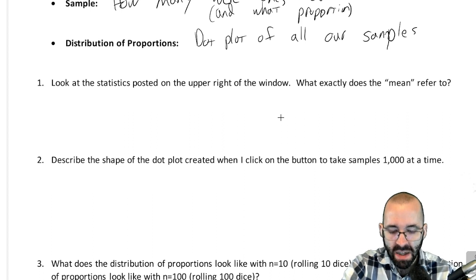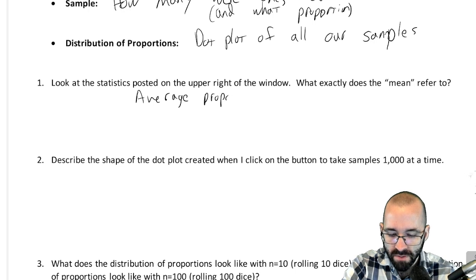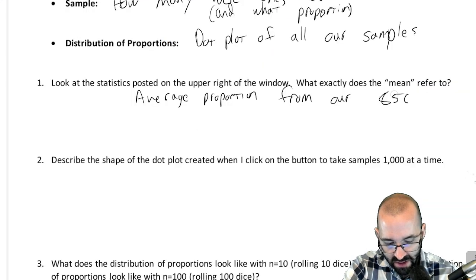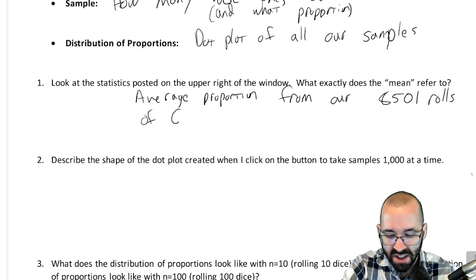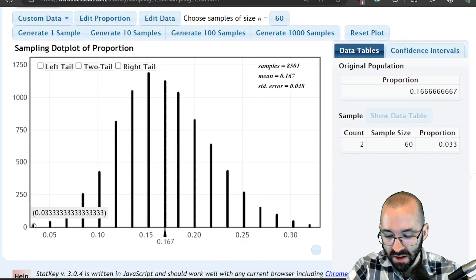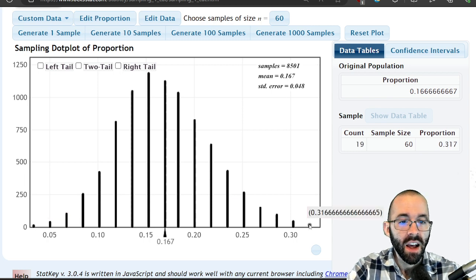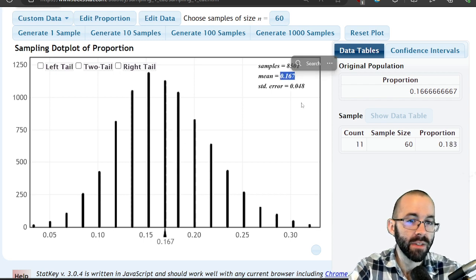Okay, so that mean is the average proportion from our, what was it, 8,501 rolls of 60 dice. And again, sometimes, look, there was one time where we only got 3% of them as ones. There was one time where we got almost 1/3 of them to be ones. On average, 1/6 of them were.